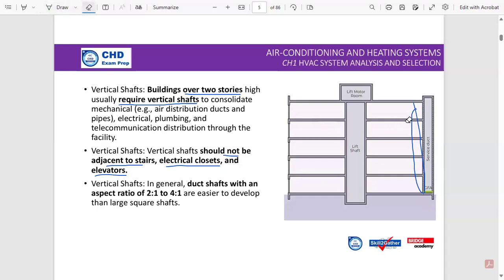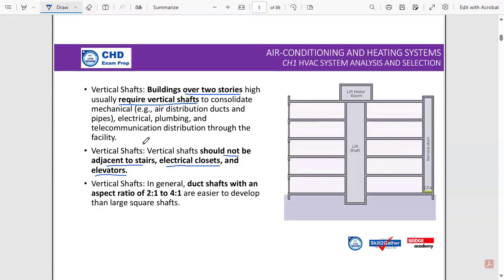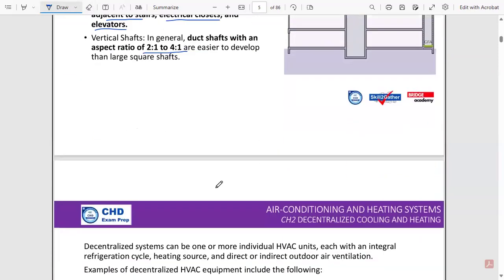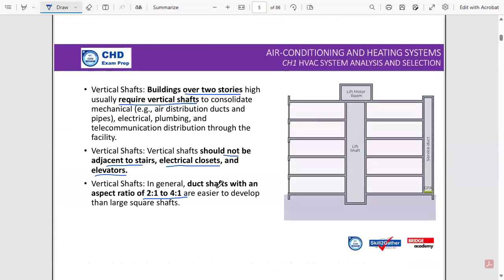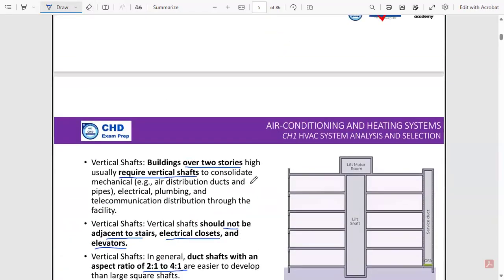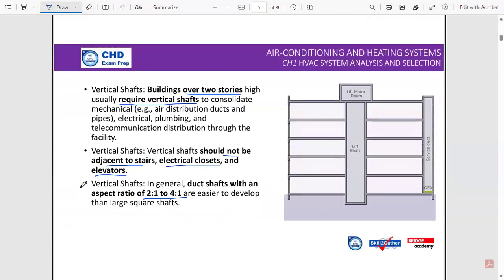So we need one vertical shaft dedicated to the HVAC system, which should be in a separate place from stairs, elevators, or electrical closets. For the vertical shaft, the size ratio could be 2:1 or 4:1. Those are the suggested ones. So these are important data that you may consider remembering about vertical shafts.